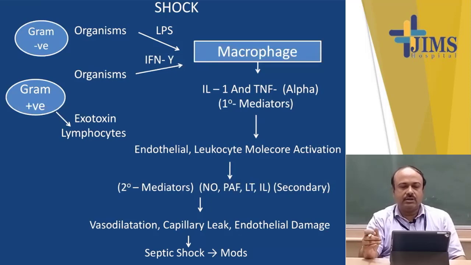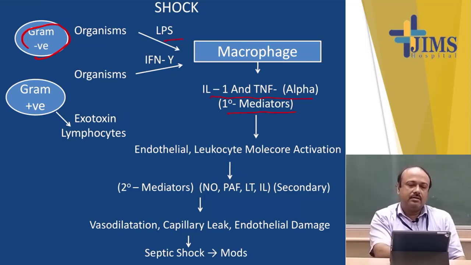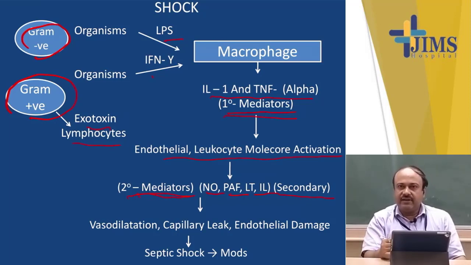Now in short, I have given a flow chart here where the gram-negative organism releases LPS, that is lipopolysaccharide, acting on the macrophages and leading to release of interleukin 1 and tumor necrosis factor alpha. These are called the first degree mediators of shock. Gram-positive organisms act via gamma interferon and exotoxin on lymphocytes and the endothelial leukocytes. Molecular activation happens and they lead to release of second degree mediators, that is nitric oxide, platelet activating factor, leukotrienes and other interleukins. These first and second degree mediators are very important, and they lead to effects like vasodilatation, capillary leak, endothelial damage, which lead to septic shock and multiple organ dysfunction syndrome, ultimately leading to multi-organ failure.